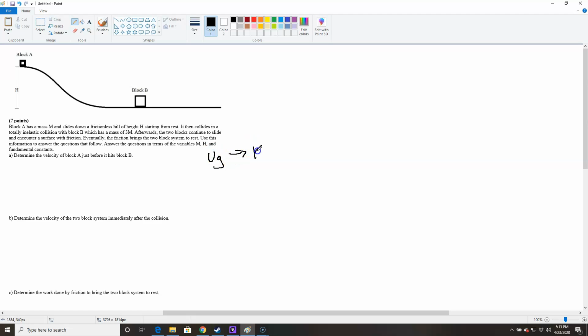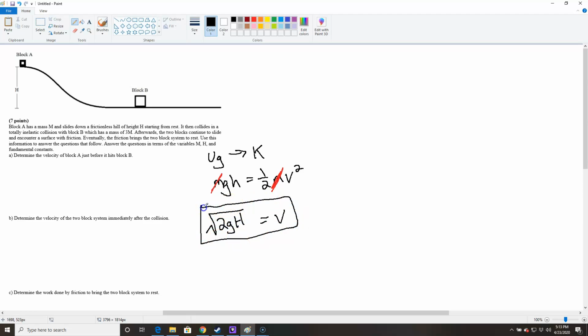Well, that potential energy got converted into kinetic. So mgh is 1/2 mv squared. The mass of block A is not important in determining the velocity. The velocity of block A before collision was √(2gH). Make sure you use the capital H because that is what's given right here.